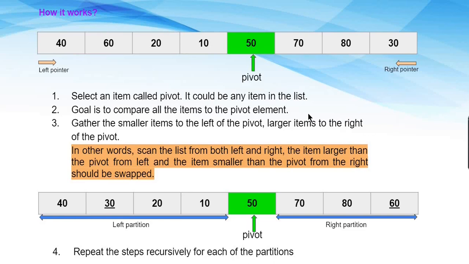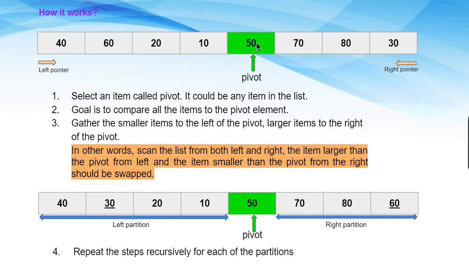So the logic here is we need to select a pivot element. Here, the pivot element could be any element in the list. Here I have chosen 50. The goal is to compare all the items to the pivot element, gathering the smaller items to the left of the pivot element and larger items to the right of the pivot element.